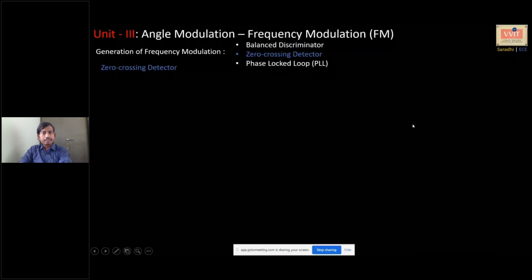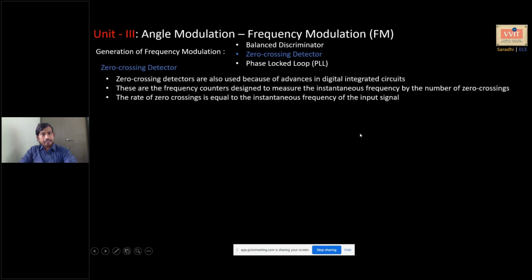Now let us see the zero crossing detector. Zero crossing detectors are also used because of advances in digital integrated circuits. These are frequency counters designed to measure the instantaneous frequency based on the number of zero crossings. Suppose a sinusoidal signal, so the frequency is the number of cycles per second, and each cycle is crossing the zero axis two times, right? So those are zero crossings. If you count, that indicates the frequency.